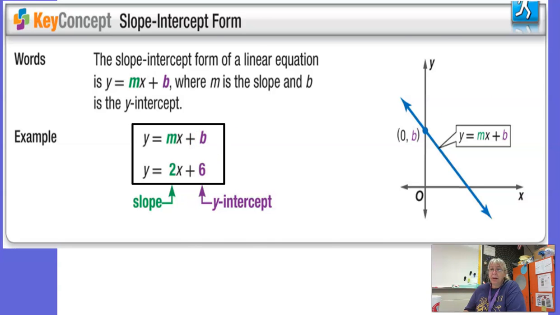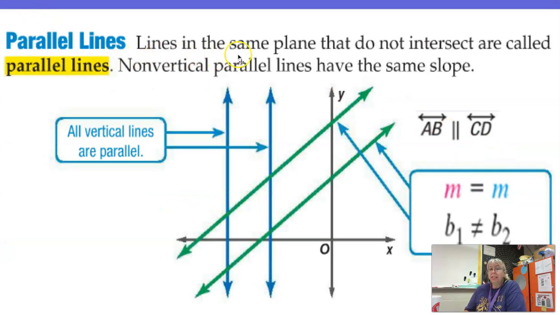Now, if we look at parallel, lines in the same plane that do not intersect are called parallel lines. So if I have a non-vertical line, we're looking for the same slope. You want both m's to be equal to each other, but you want the b's to be different, because if your y-intercepts are the same, you really have the same line.